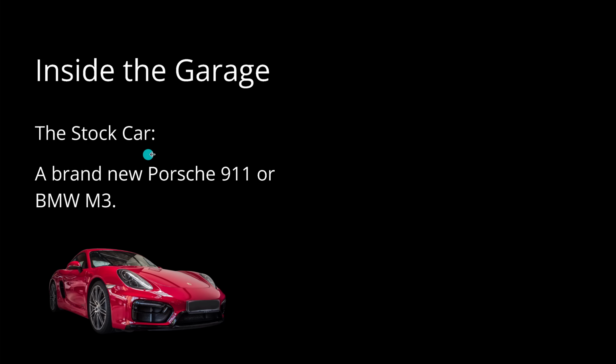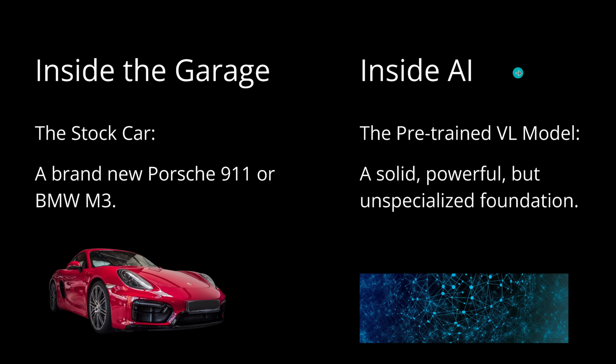You have a brand new Porsche 911 or a BMW M3, straight from the dealership. This is the normal car. Great. Now, on the same side, we have artificial intelligence. We have a pre-trained vision language model, solid, powerful, but rather unspecific, unspecialized, a kind of foundation model, but not really there yet.